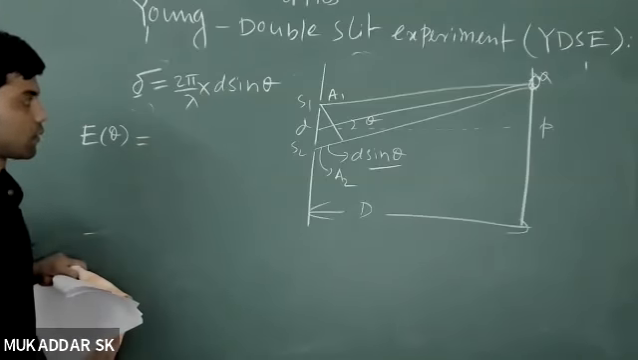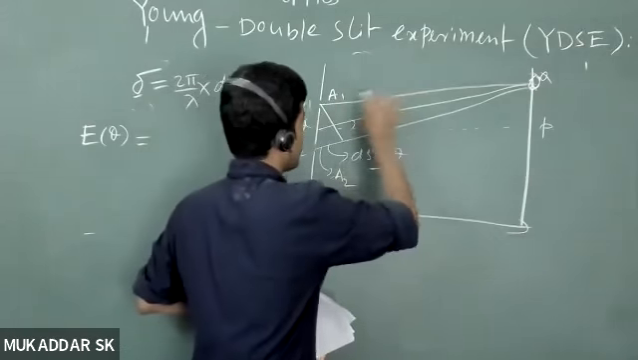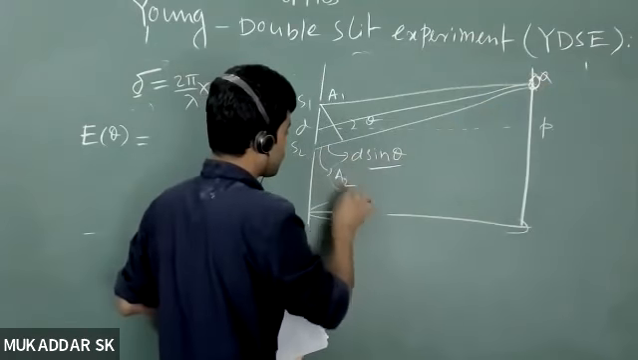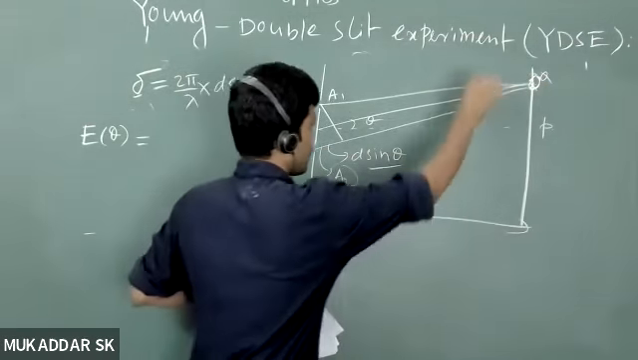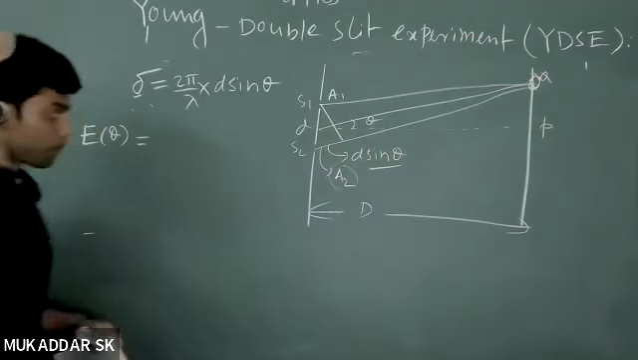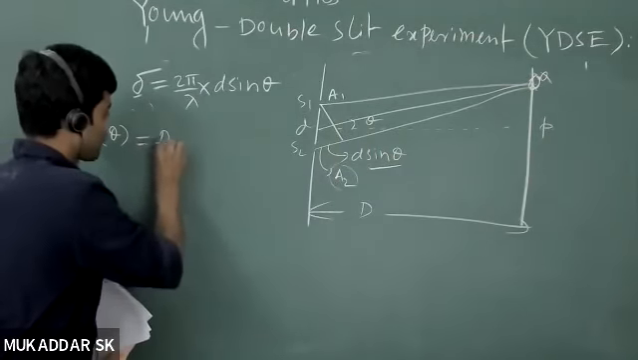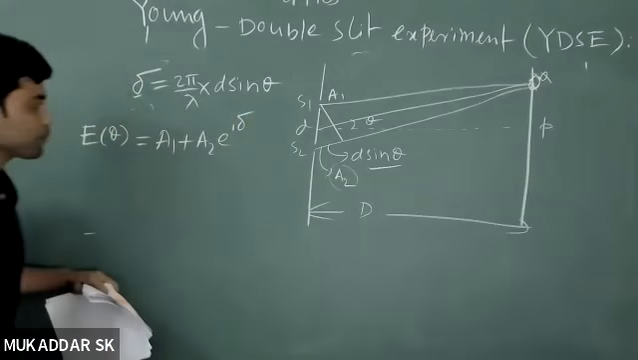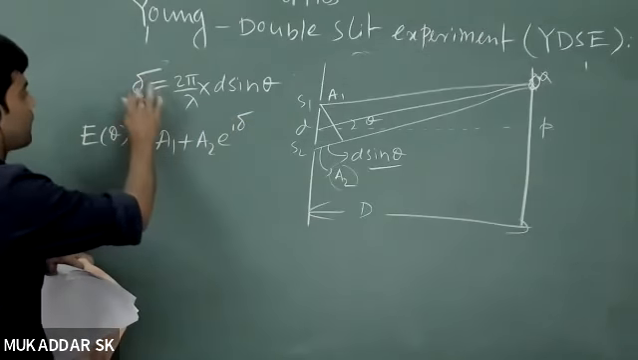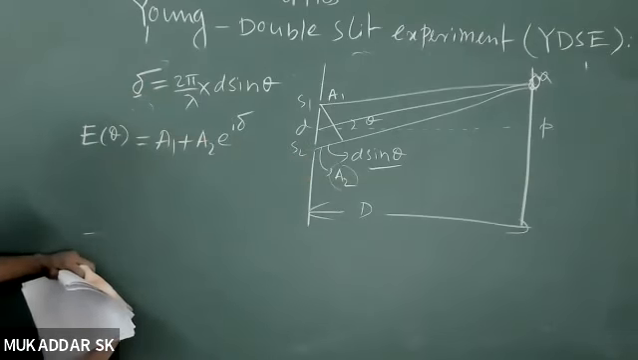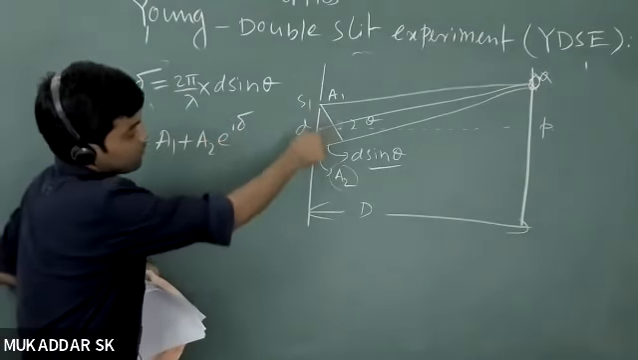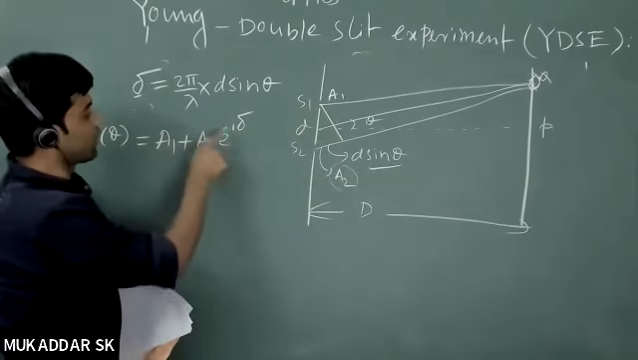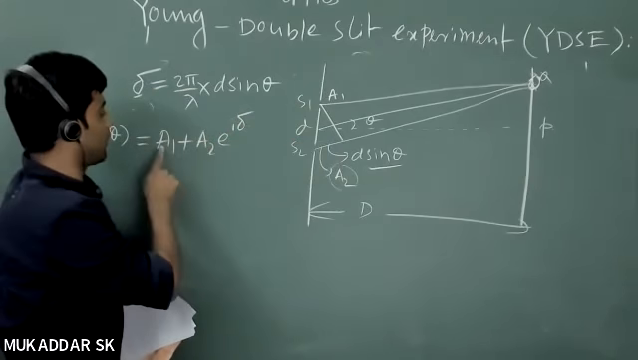One amplitude is coming from S1, the light passing through S1, and I assumed its amplitude as A1. The light passing through S2 has amplitude A2. So the resultant amplitude will be A1 plus A2 exponential i delta, where delta is the phase difference between the two rays. Now you can see, if the phase difference between these two rays is 180, that is pi, then the resultant amplitude will be A1 minus A2.